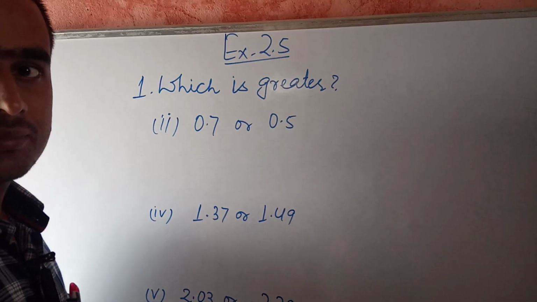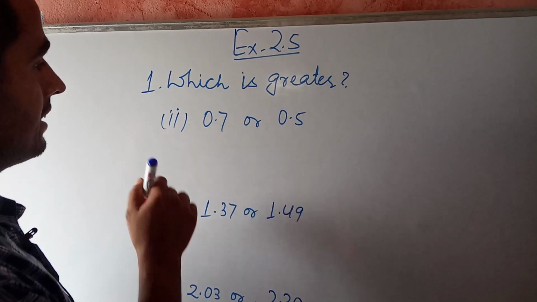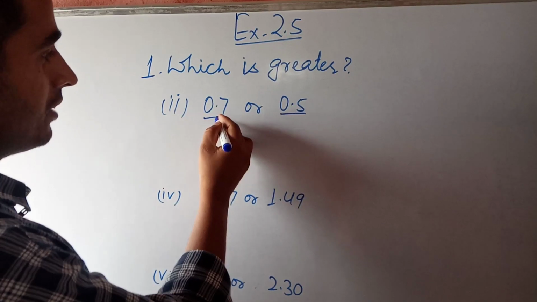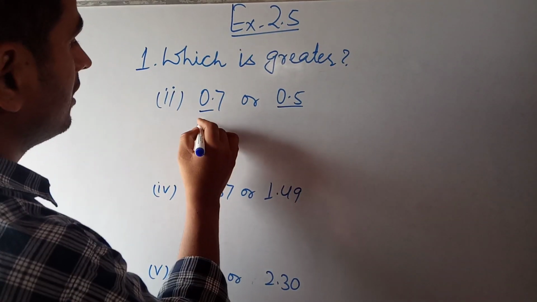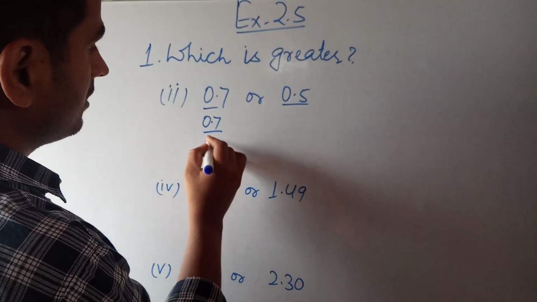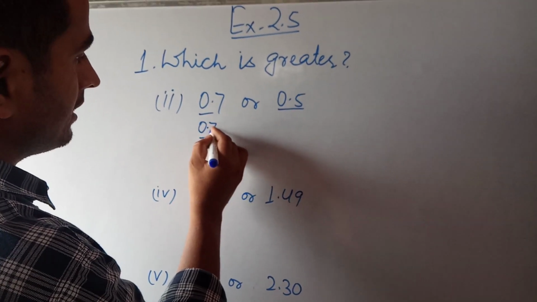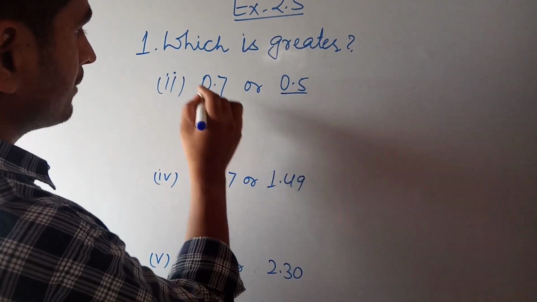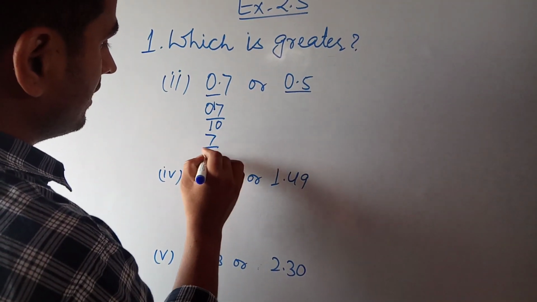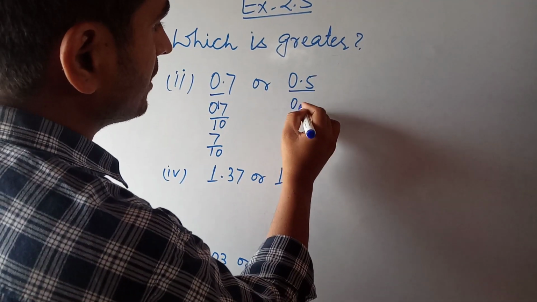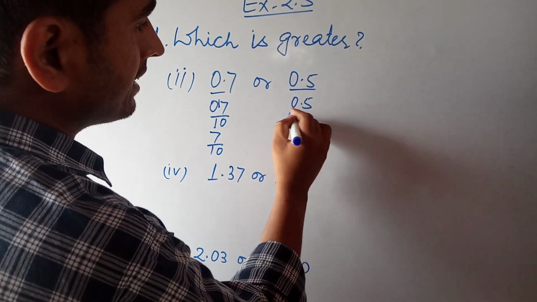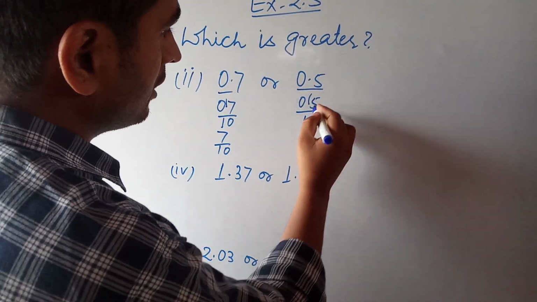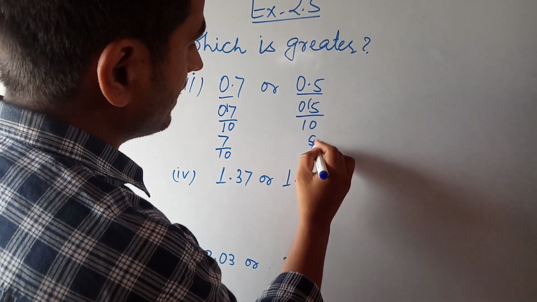Now coming to the second part, we have to compare 0.7 and 0.5, which one is greater. Again we will convert this decimal into fraction. So 0.7, here we observe that after the decimal there is one digit. So we will put 10 after 1 and remove this decimal, so its value is 7 by 10. Similarly 0.5, here too after the decimal there is one digit, so we put 10 after 1 and remove the decimal, so 0.5 means 5 by 10.